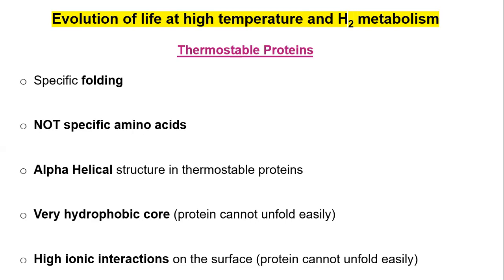And this is hard to predict. In the literature that I searched, there is really no pattern, but some papers suggest that thermostable proteins have more alpha helical structure than beta sheet. But it's not universal, in my opinion.